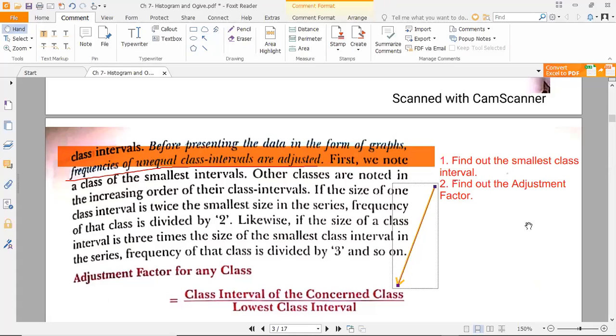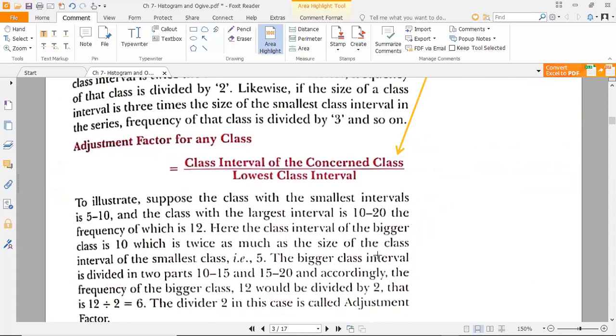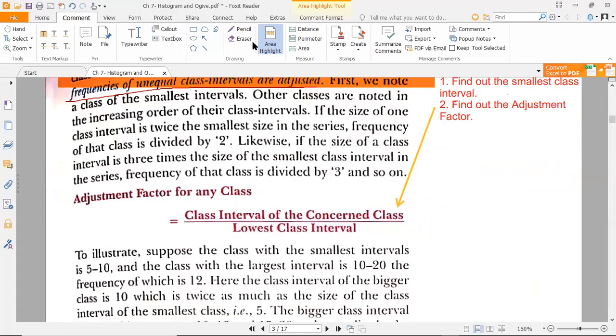Suppose your lowest class interval was 0 to 10, and now the concerned class interval is 10 to 30. So 10 to 30, that means the difference is of what? 20, and the lowest class interval was 0 to 10, so the difference was 10. So 20 divided by 10, that means your adjustment factor is coming out to be 2. This is the second step that we are going to do. So we are going to find out the adjustment factor, and then we have got the third step with us.